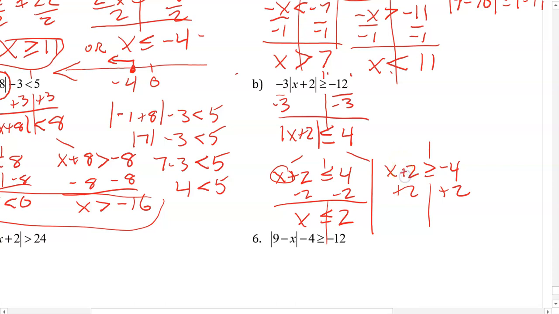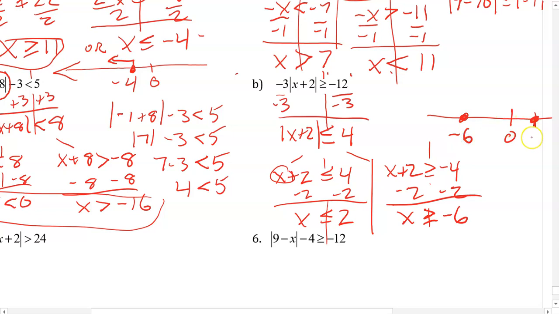Correction. Made an error. It should still be plus 2. So I'll subtract 2 from each side. And x, therefore, is greater than or equal to negative 6. So our solution would be the values greater than or equal to negative 6, but less than or equal to positive 2.